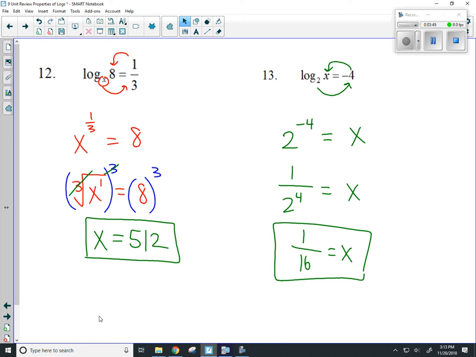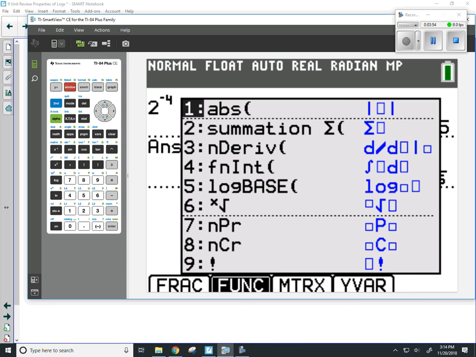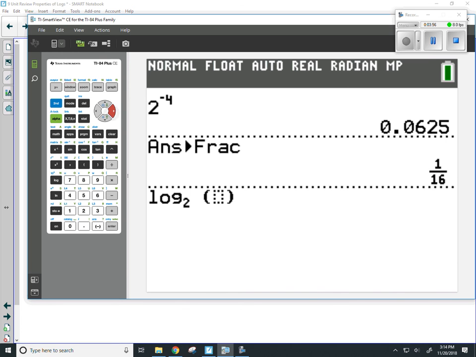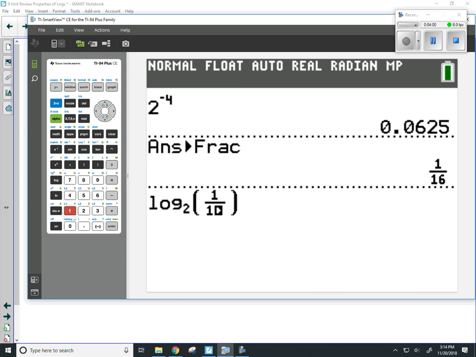You can check this as well. Log base 2 of 1/16. So give yourself the log base 2. You could do fancy fraction here if you want. It should spit out -4.